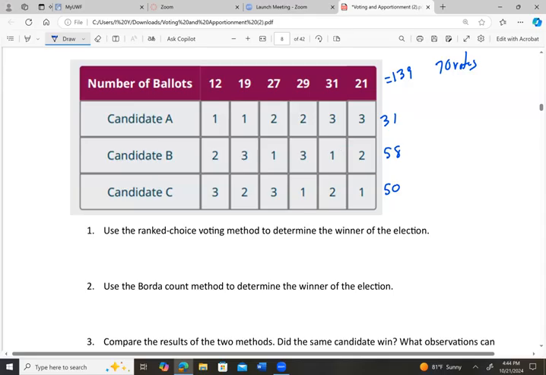The person with the lowest is candidate A, so we eliminate candidate A. Then these 12 first place votes go to the second place person, candidate B, and these 19 first place votes go to the second place person there. So adding 12 to 58, I get 70. And here I get 69. So B wins by ranked choice voting.